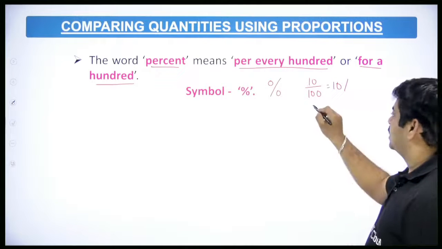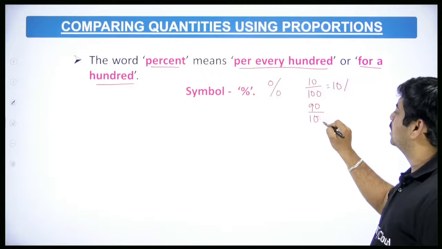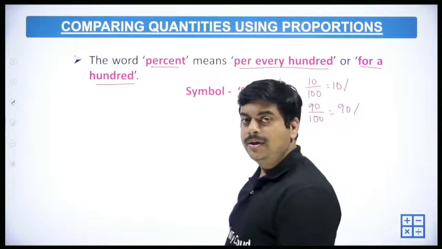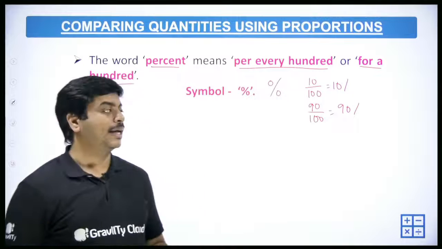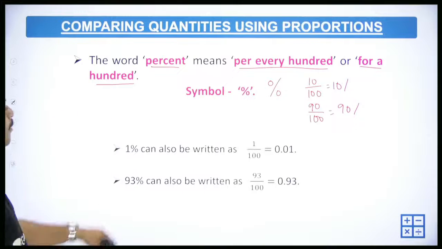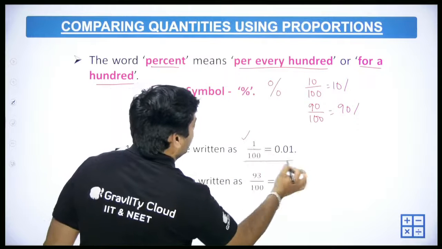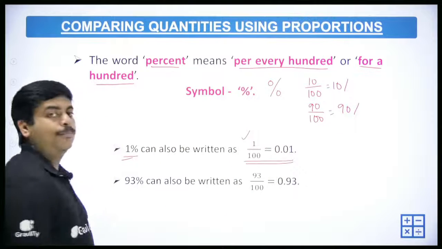Some person will come and say that I got 90 marks out of 100, so his percentage is 90%. You need to understand that. 1% can be written as 1 by 100, and in decimal notation, we can also write that as 0.01.